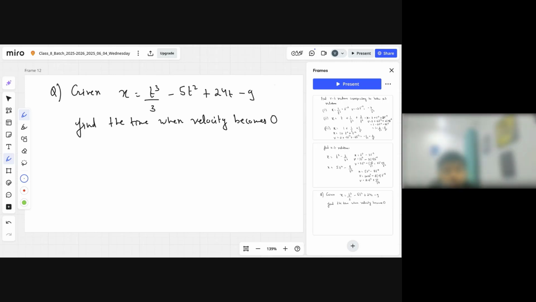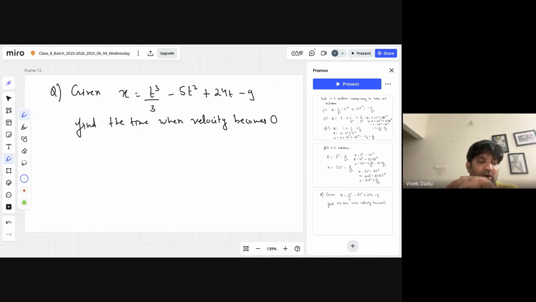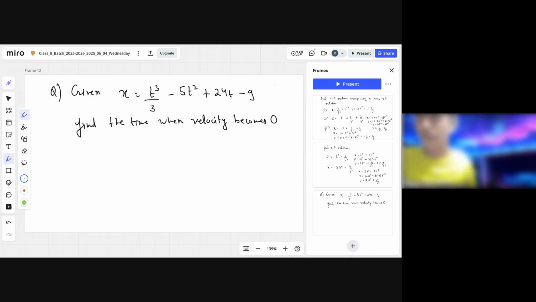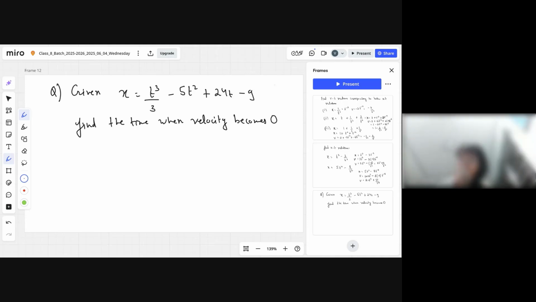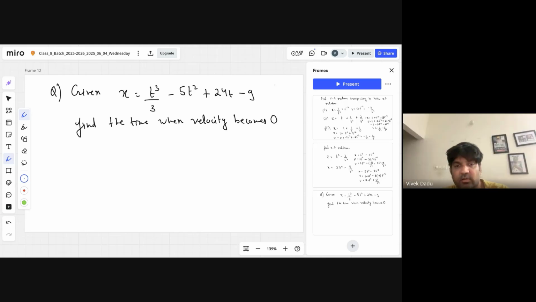Sir, should we give time or times? Times. Okay, sir. Aryan, the relation is wrong. Sir, I didn't get what to do. Sir, can you tell till which part I got correct? Anish, your factorization is wrong. Relation is correct. We are factorizing it incorrectly. Check that.